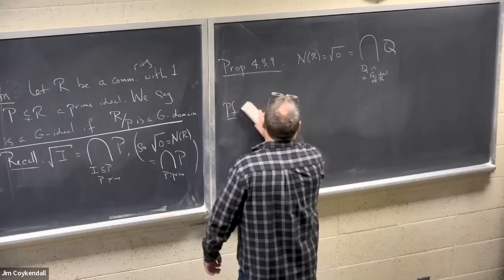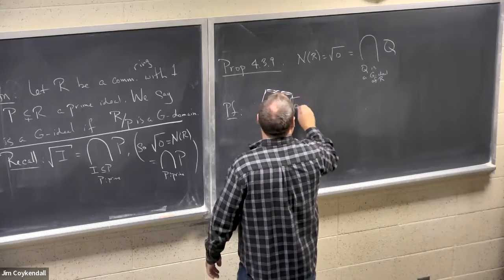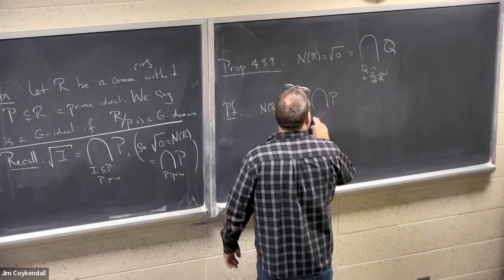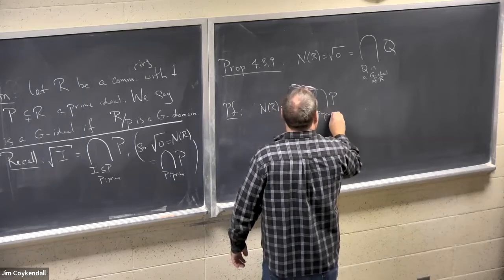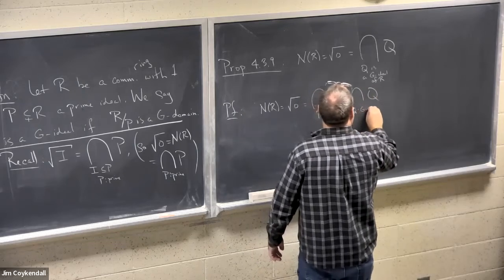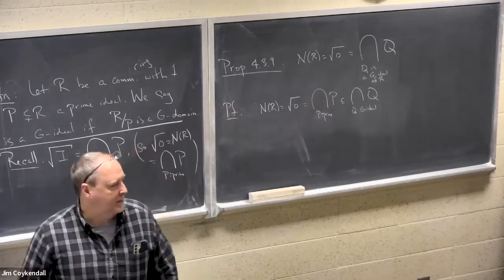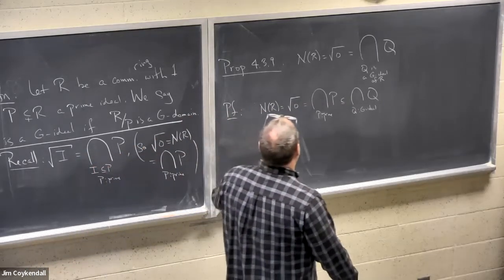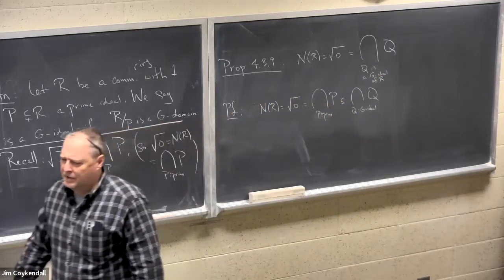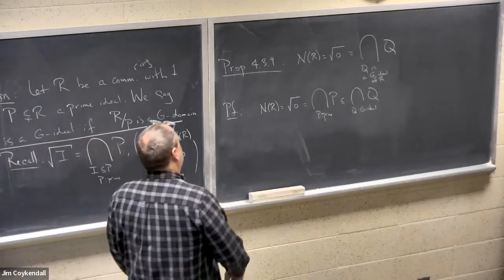Notice that NR equals radical zero is the intersection of all primes, which is contained in the intersection of the G ideals. This containment is easy, as it's usual: the nil radical is contained, so that's no problem. What about the other direction? Suppose that U is not nilpotent.